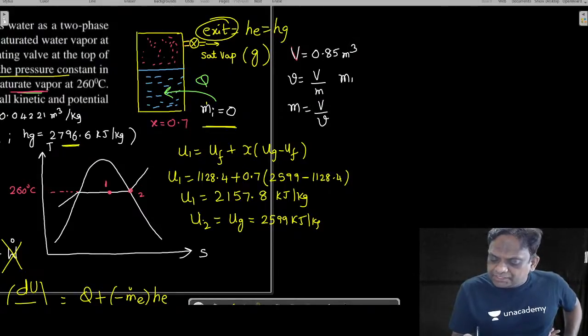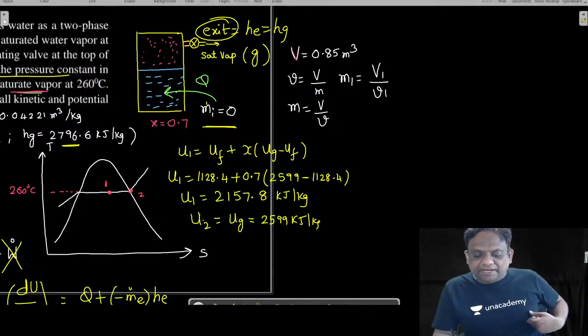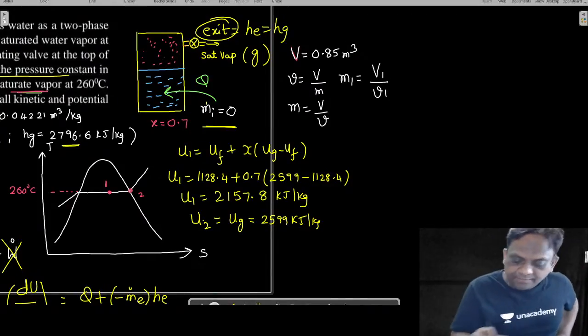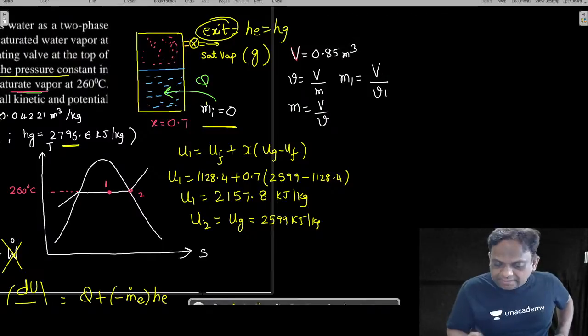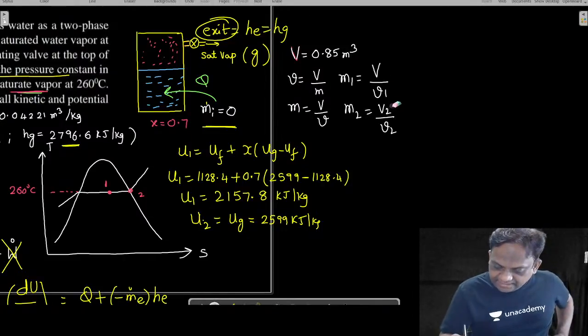So if you want the initial mass, it will be initial volume by initial specific volume, but there is no difference between initial volume and final volume because the tank volume is fixed. So I will erase this. I will write it as V only. Similarly, M2 is equal to V2 by small v2. Again, V2 is same as this. So I will erase this. I will write it as V. So there is no problem.